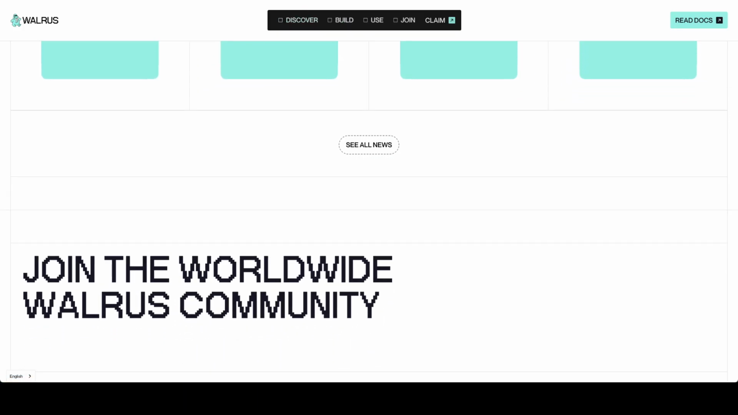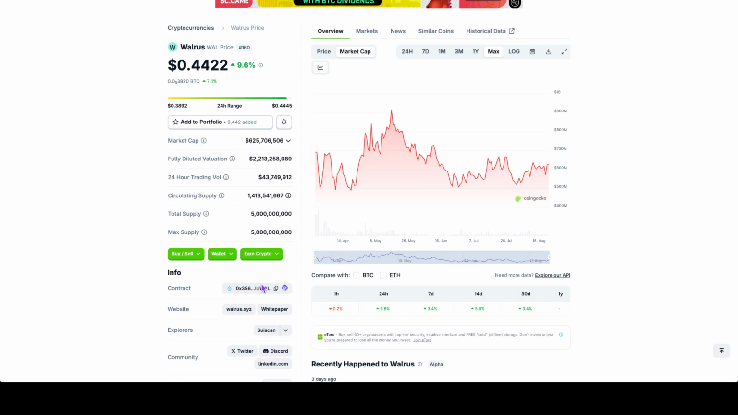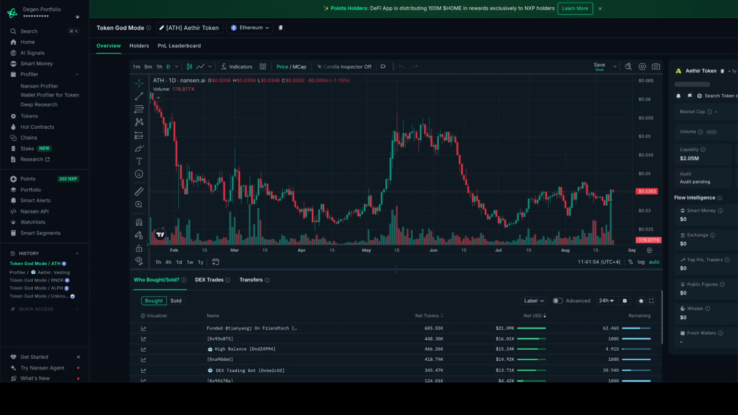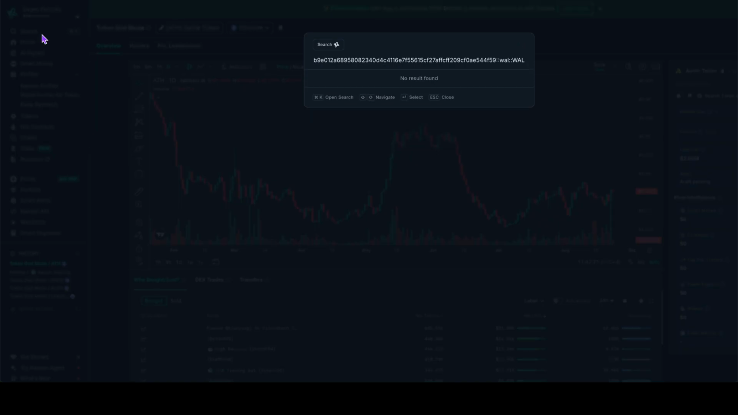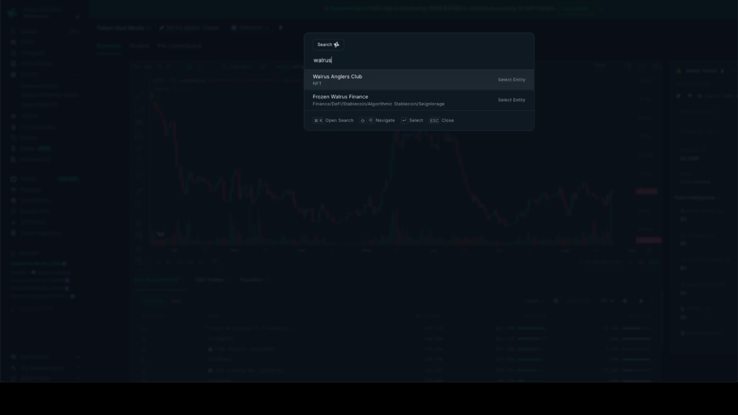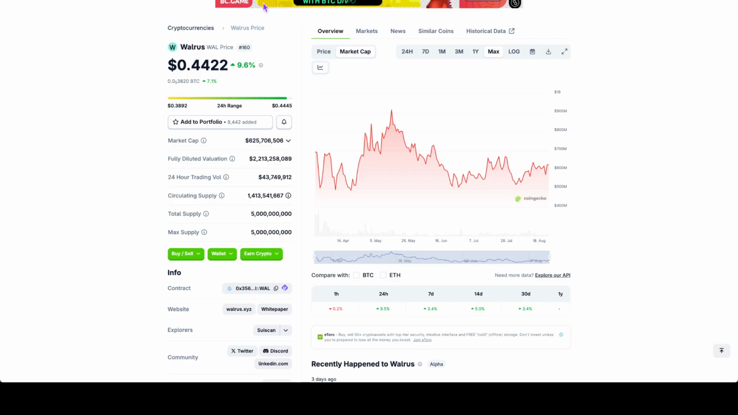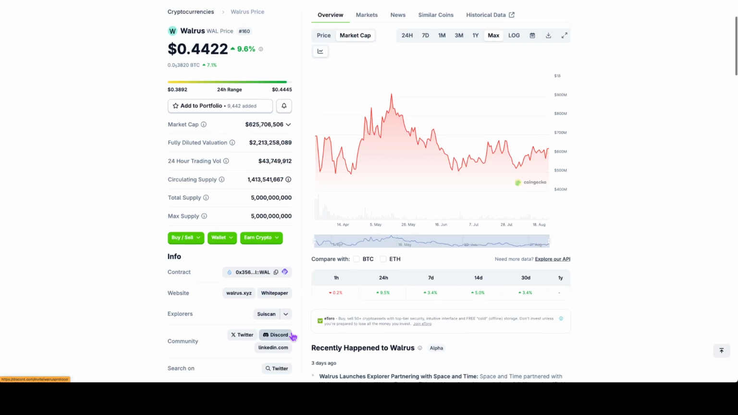Now, can we make money from it? And can we look at all of the different things to make that decision? The first thing I'm going to show you is token God mode. So we come back here, guys, and we check Walrus. Some of the SUI oracles don't get picked up by Nansen, but if it's not on Nansen, let's go to the SUI scan.